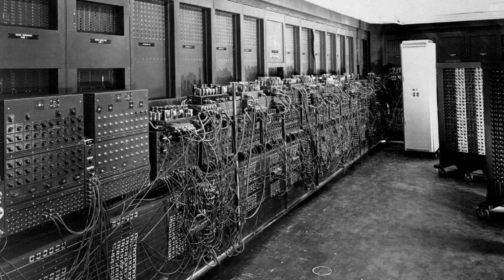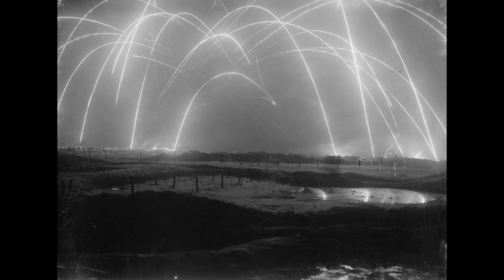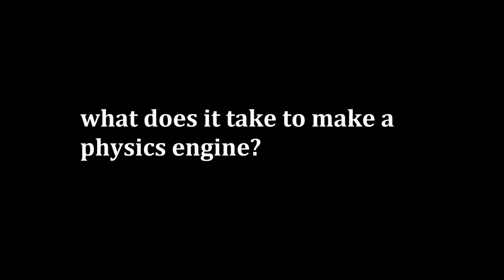In fact, the first physics engine ever made was of this type. One of the first general-purpose computers, ENIAC, built in 1945, was used as a simple physics engine. The US military used it to calculate the trajectory of artillery shells, and it even accounted for wind. But enough talk about the different types of physics engines. What does it actually take to make a physics engine?